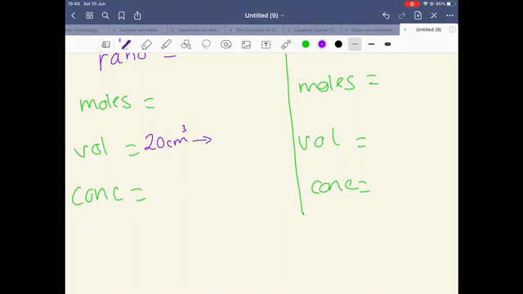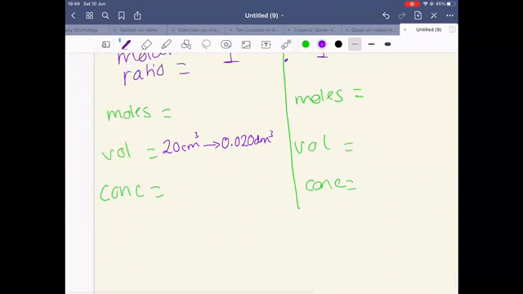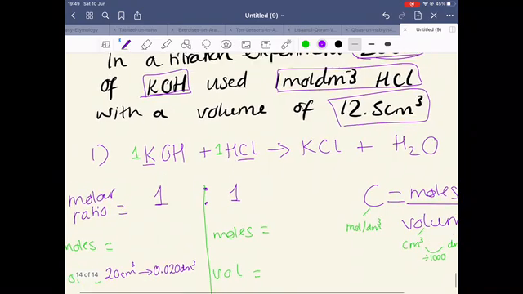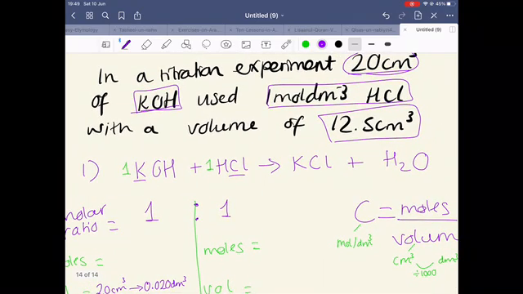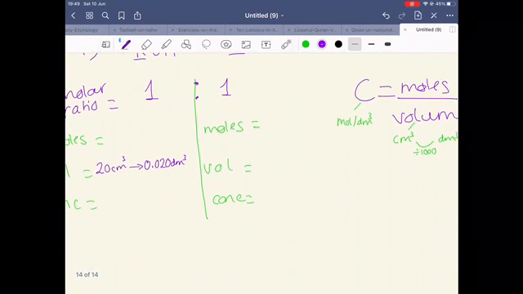I'm converting that to decimeters cubed, so 20 divided by 1,000. I'm doing this in my head because I can't find my calculator, but you will have a calculator in the exam. So double check that's right: 0.02 decimeters cubed. And then the volume of the acid is 12.5 centimeters cubed, which to decimeters cubed should be 0.0125 decimeters cubed. So I've got my volumes for both.